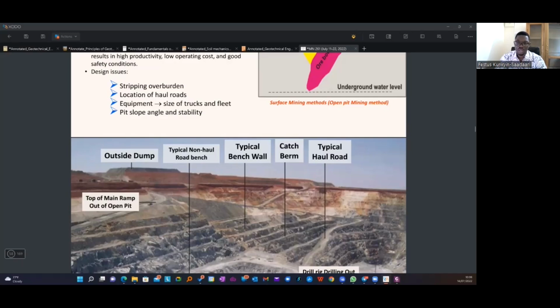Then we have the equipment, what sizes of equipment, and you choose the equipment based on the production levels you are aiming at. And so if you intend to use bigger trucks, then you should be thinking of larger excavators or excavators with larger buckets, so that they can feed your trucks as quickly as possible for you to make the targeted production that you want.